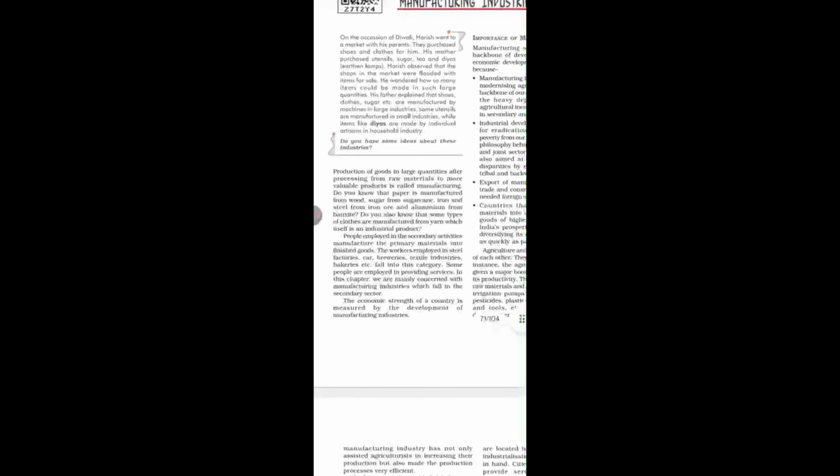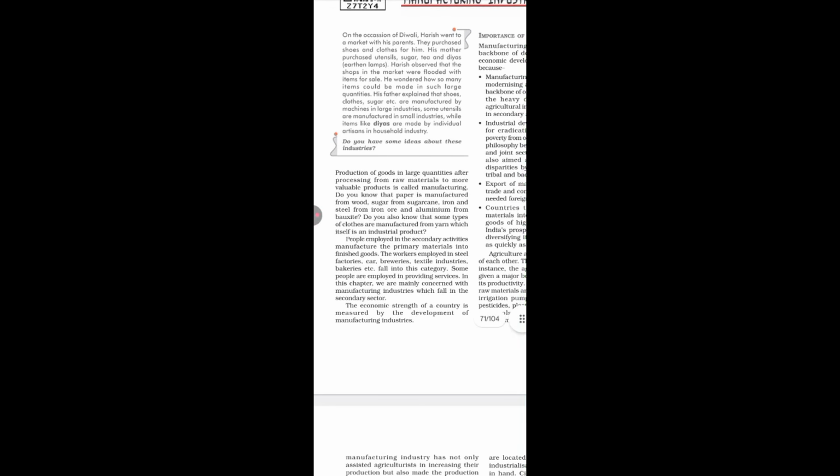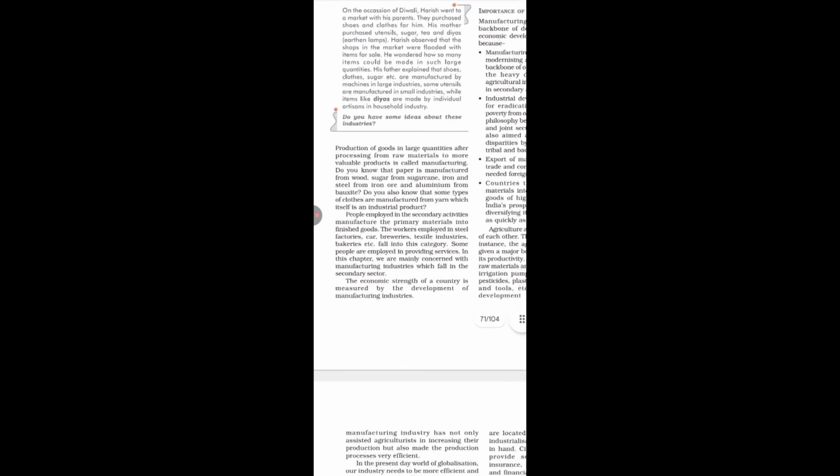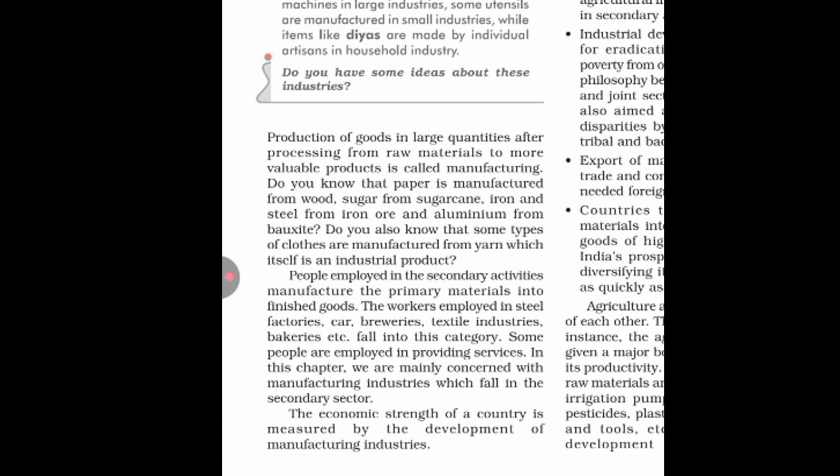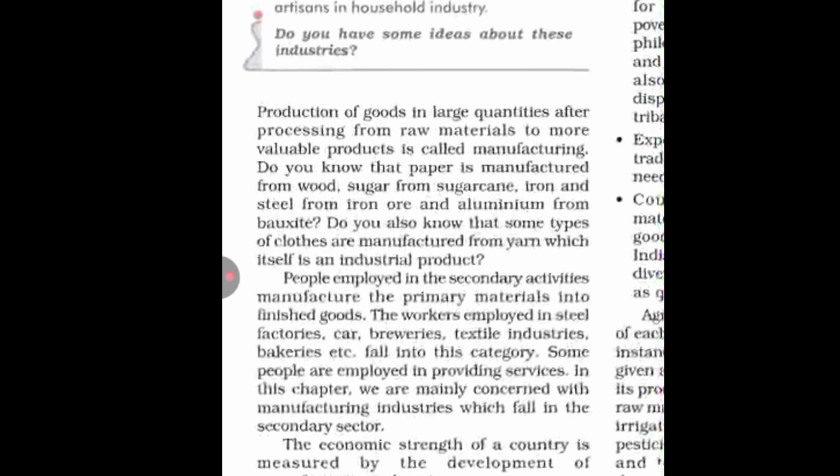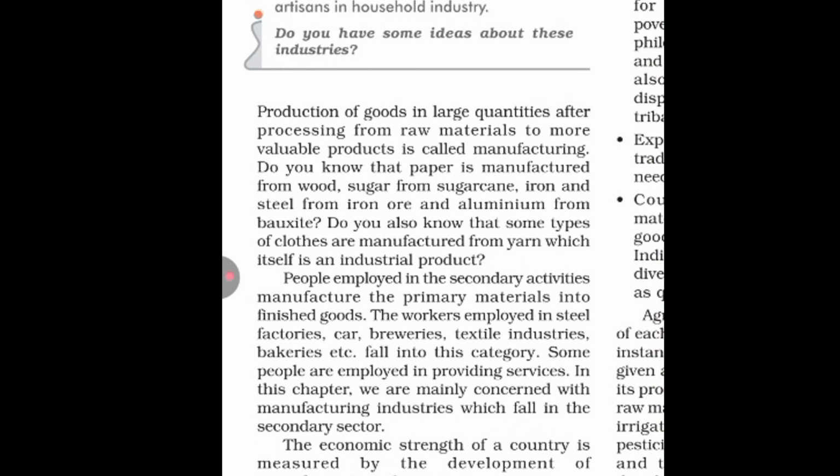So, what exactly is manufacturing? Manufacturing is basically producing or converting the gifts of nature into items of utility. But here there is an addition to it, that is thereby increasing its value and to earn more profit. So, production of goods in large quantities after processing from raw materials to more valuable products is called manufacturing. Valuable products meaning you are increasing the value.